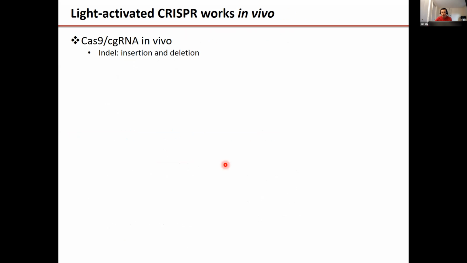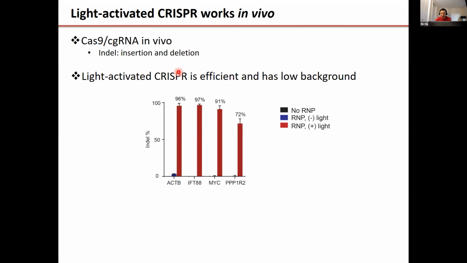To check whether the system works in cells, we electroporate the Cas9 gRNA complex into cells and check the insertion and deletion at the target site after 2 days. Without light, there is almost no indel generation. But if we shine light on a cell, the indel can reach over 90% at all these target loci and over 70% for this locus.